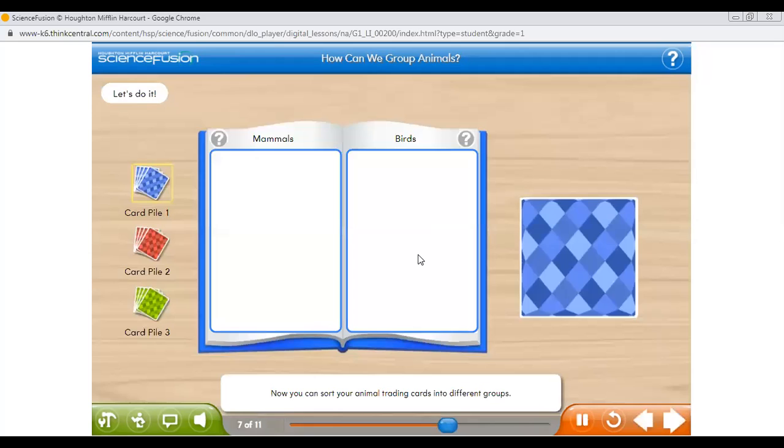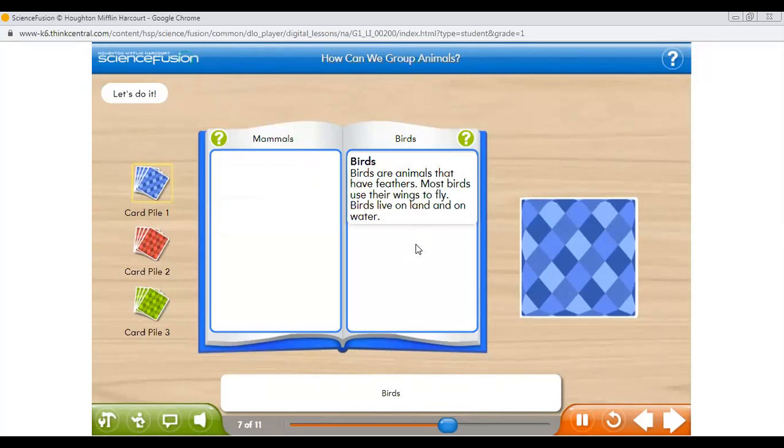Now you can sort your animal trading cards into different groups. Click this question mark to review the characteristics of mammals. So what is a mammal? Mammals are animals that have fur or hair. Click this question mark to review the characteristics of birds. So what do birds have? Birds are animals that have feathers. Most birds use their wings to fly. Birds live on land and on water.